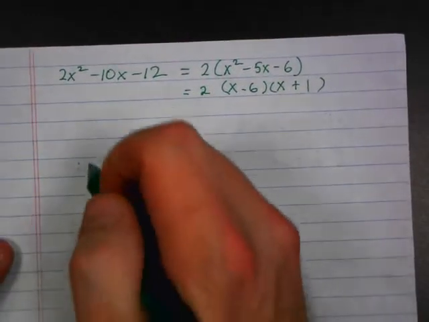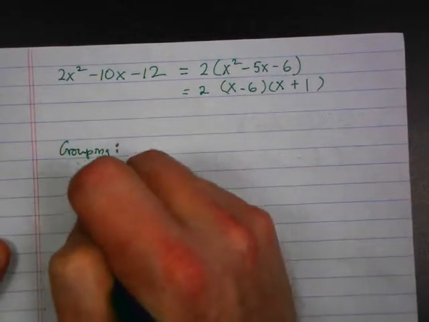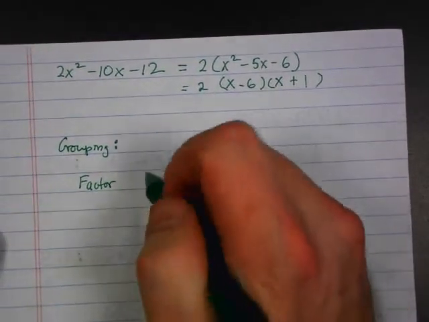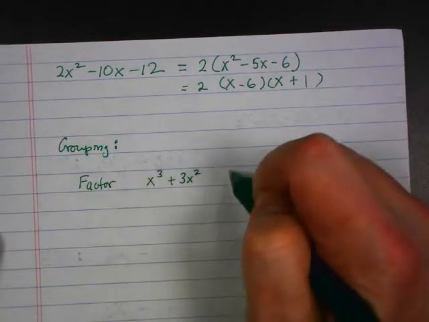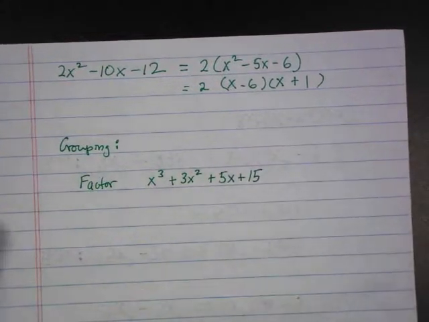All right, the last thing we have in this section is something called grouping. Grouping is going to look like this. I'm going to say factor. We might have x cubed plus 3x squared plus 5x plus 15. I see the word factor, so I look for my greatest common factor.